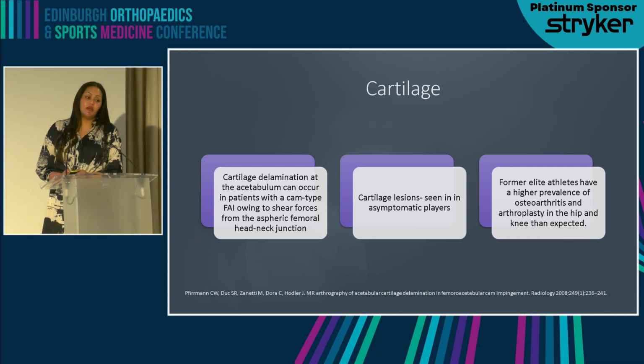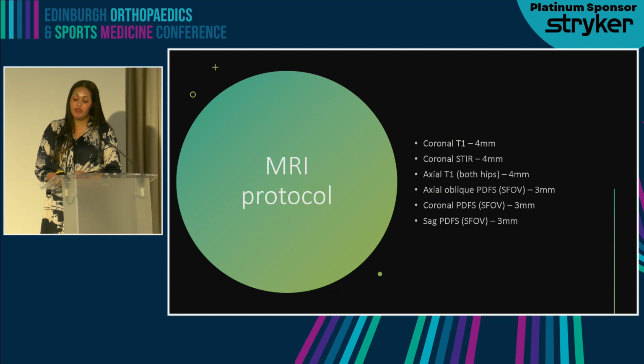We do, however, see cartilage lesions in asymptomatic athletes, so it's always a bit tricky knowing how to deal with them. But we certainly know that elite athletes in the future have a higher prevalence of osteoarthritis and arthroplasty in the hip and the knee, even accounting for significant injuries in those areas.